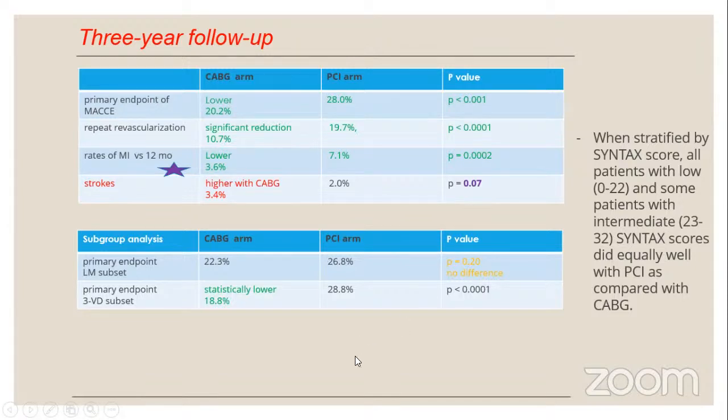Comparing the two groups of CABG and PCI after the 3 years in the subgroups, again, in patients in the left main subgroup, there was no difference in the rate of MACE between the PCI and CABG patients. However, the patients in the subgroup of 3 vessel disease had a lower rate of MACE in the CABG group.